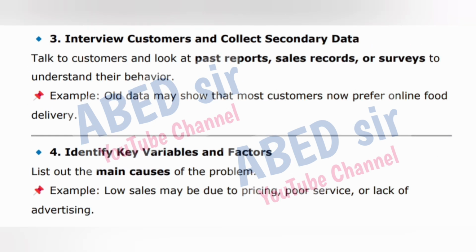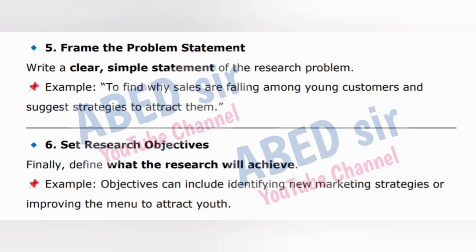3. Interview customers and collect secondary data. Talk to customers and look at past reports, sales records, or surveys to understand their behavior. Example, old data may show that most customers now prefer online food delivery. 4. Identify key variables and factors. List out the main causes of the problem. Example, low sales may be due to pricing, poor service, or lack of advertising. 5. Frame the problem statement. Write a clear, simple statement of the research problem.